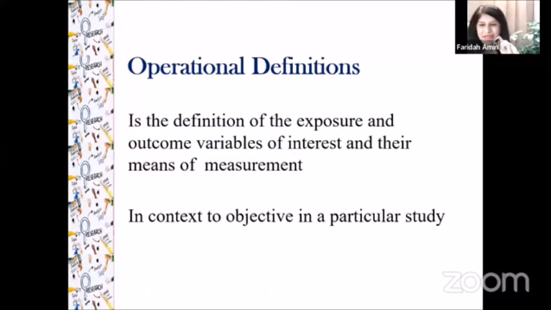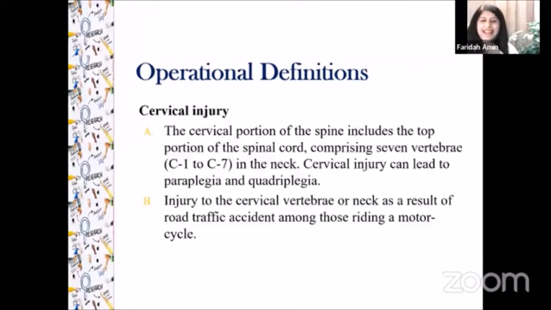Yes, Sandeep, you're right. You might not have any traffic accidents at that kind of traffic, but we know the rates of RTA coming to our emergency, and believe me, it's really high. So, okay, this is just an example of operational definition for cervical injury. So what do you think? Which one is the correct one? The first one is, as you can read it, I won't go through it. And the second one is injury to the cervical vertebrae or neck as a result of RTA among those riding a motorcycle. So which one do you think is the correct operational definition for your study, right?